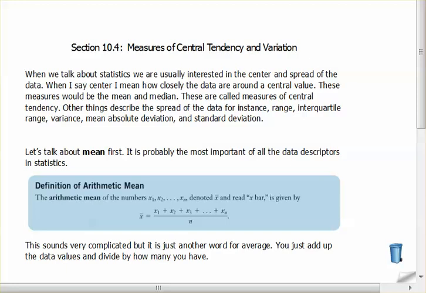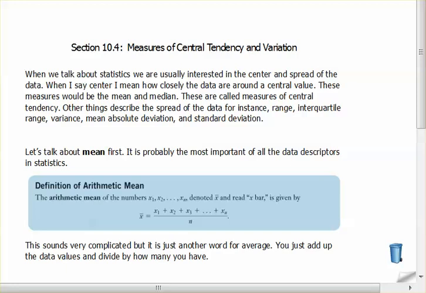The measures around the center would be things like the mean and the median, and these are called measures of central tendency. The other ones, which talk about how far apart things are, would be things like the range, the interquartile range, the variance, mean absolute deviation, and standard deviation. So let's talk about each one of these one at a time so you can get an idea of what we're talking about.